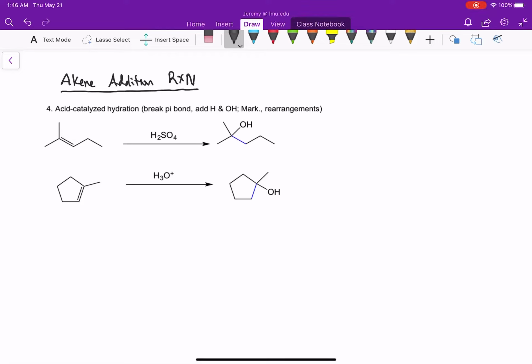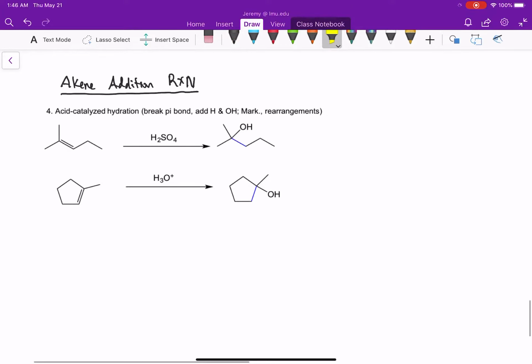Okay, so let's talk about our next reaction. This reaction is acid-catalyzed hydration. Again, this is another alkene addition reaction that we're going to be looking at. And again, our reactant, our starting material, is an alkene.